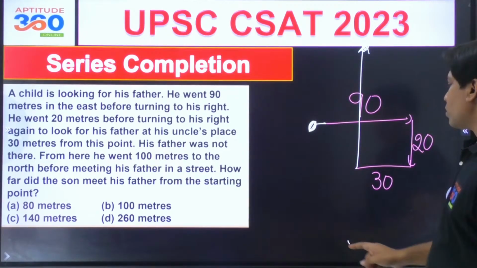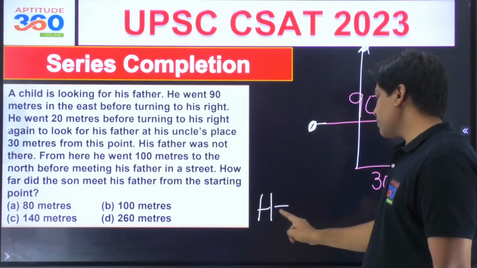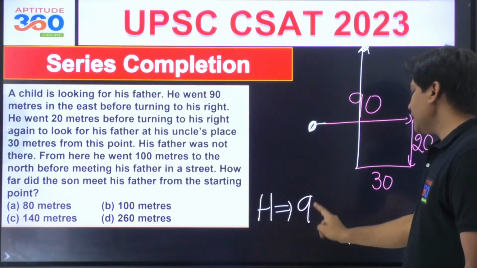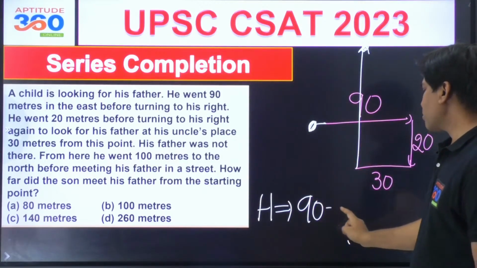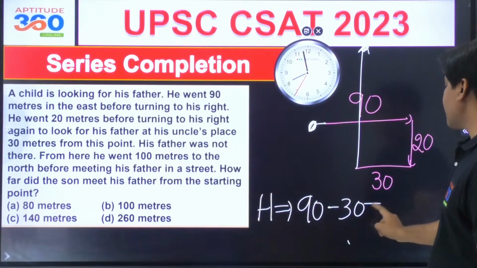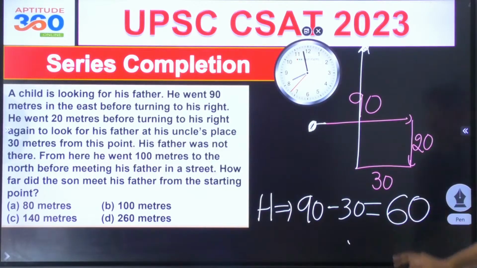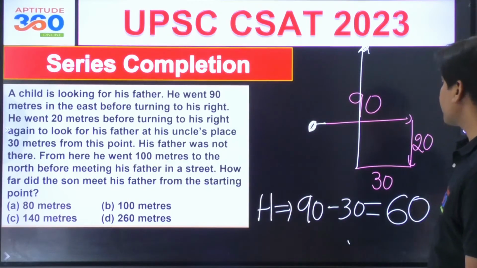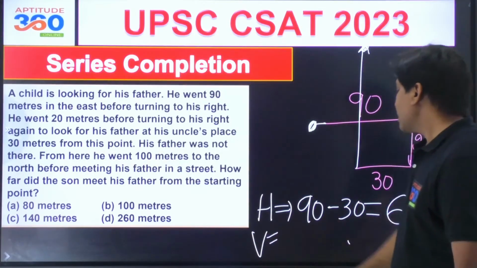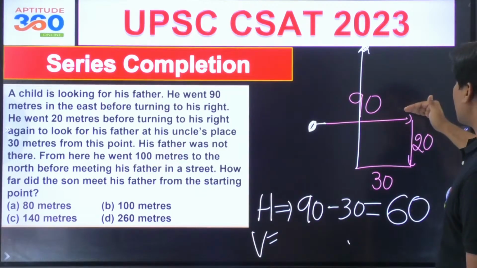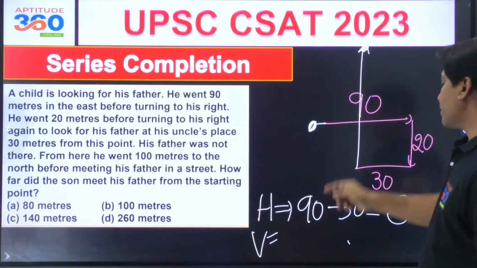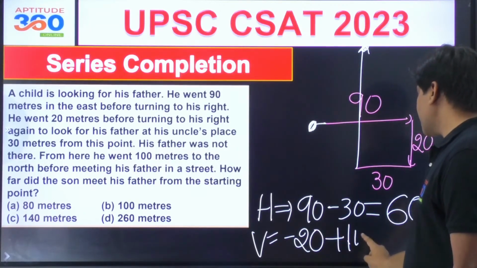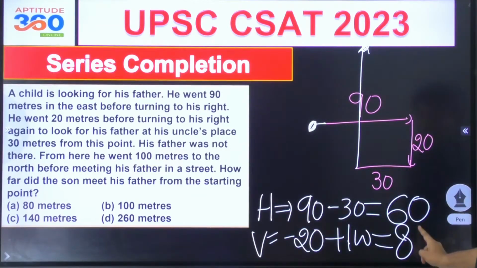So can I say this? What is the total horizontal distance? Horizontal में अगर आप देखोगे ना, so horizontal 90 in this direction, and then 30 in this direction. So 90 negative 30 is coming out as what? 60. Is this okay? And what is the total vertical distance? You come down 20 and then you go up 100. So minus 20 plus 100. What is this? 80. Are you getting this?